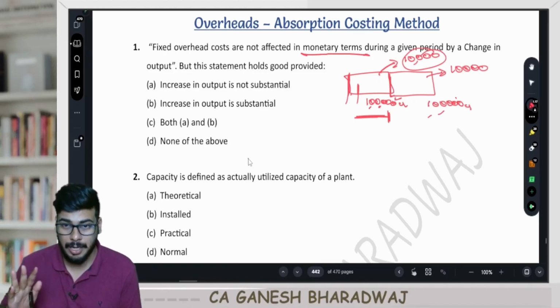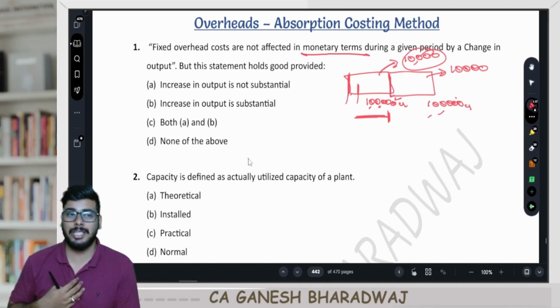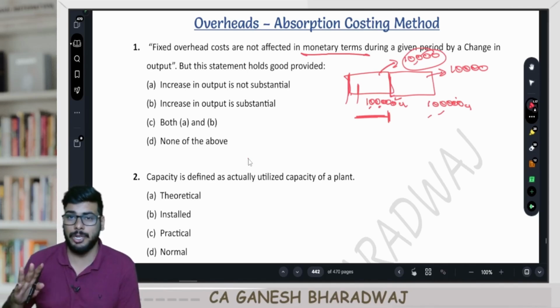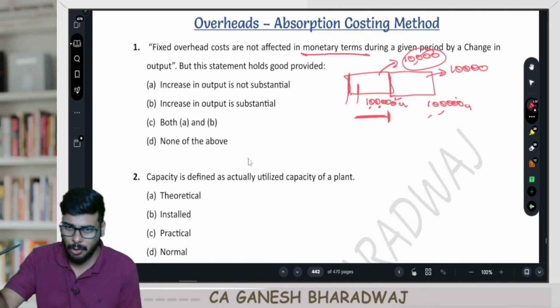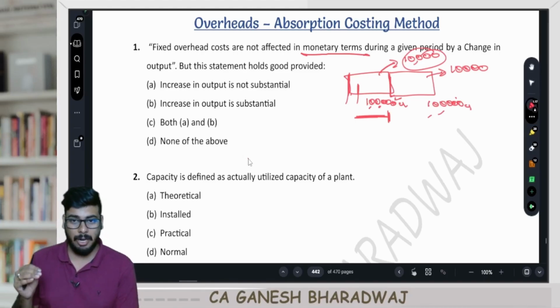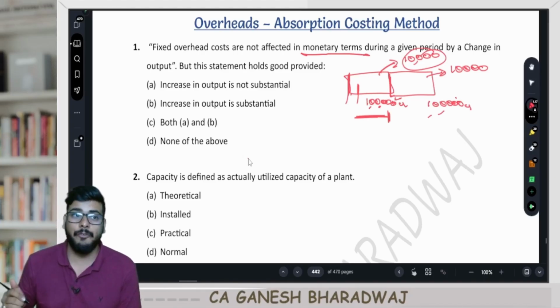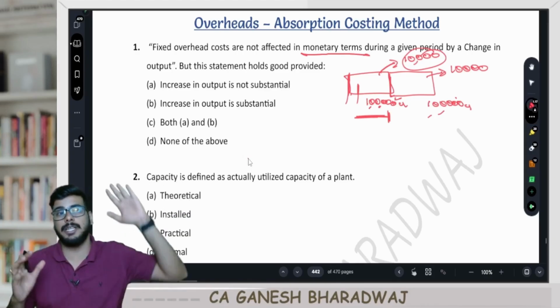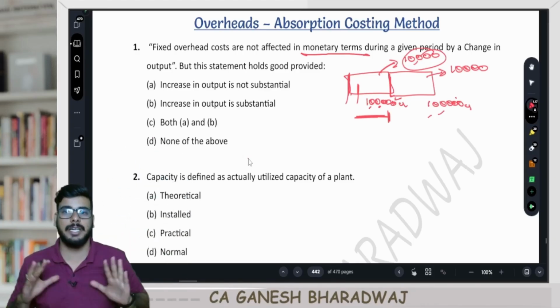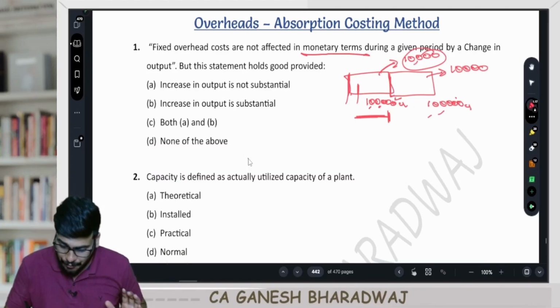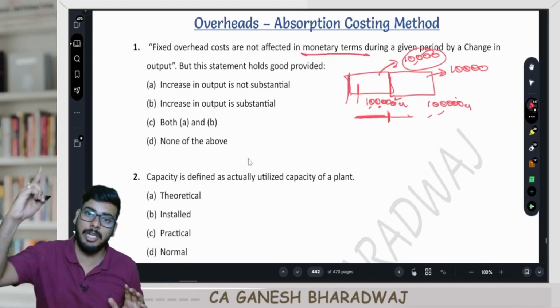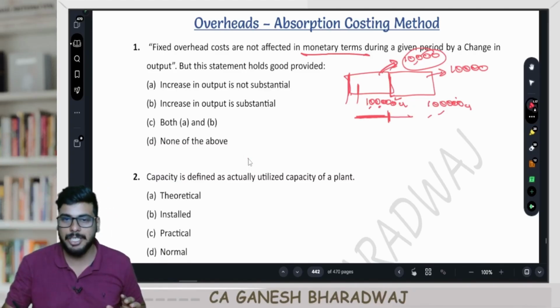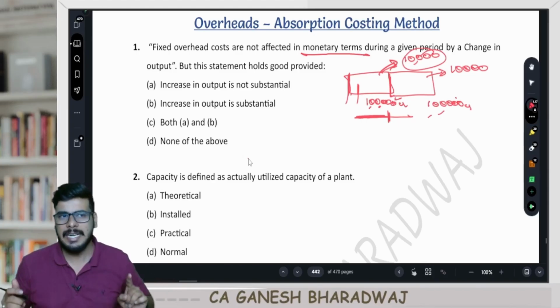Not proportionately, but I told you in our subject as of now, fixed cost remains constant in total. Variable cost remains constant on a per unit level. I told you, right? Now, fixed cost can also change in total. The subject matter of study about this is in CA final. But theoretically, here they have just asked us, if your volume increases beyond a particular point, then there will be a change in the fixed cost. Are you clear with this? Does it make sense, guys?